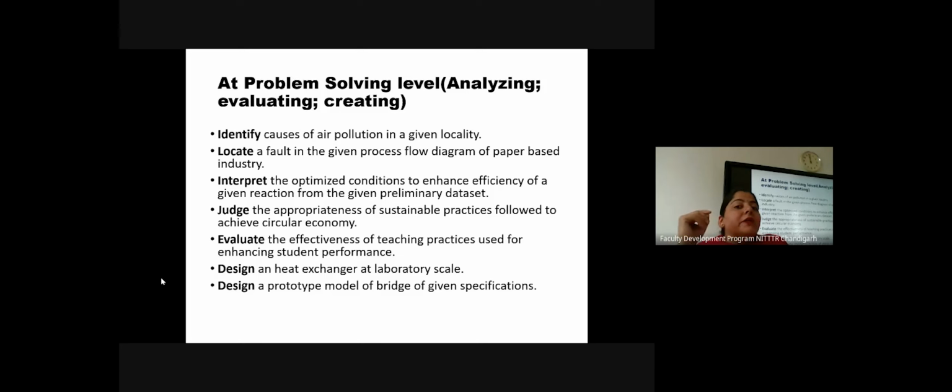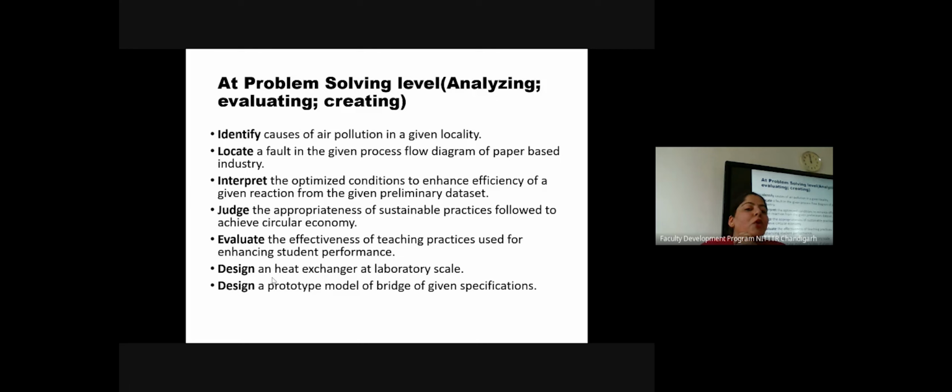Locate a fault in the given process flow diagram of a paper based industry. Interpret the optimized condition of enhanced efficiency of a given reaction time from the given preliminary data set. Judge the appropriateness of sustainable practices followed to achieve circular economy. Evaluate the effectiveness of teaching practices used for enhancing student performance. Design a heat exchanger at laboratory scale for skill development.